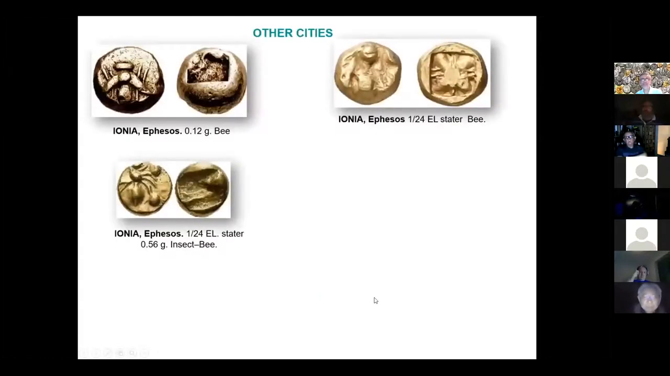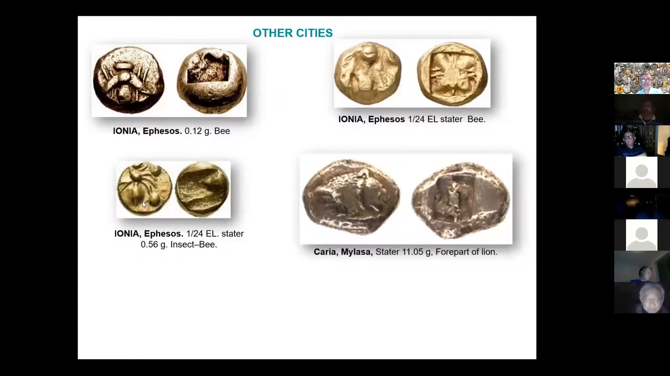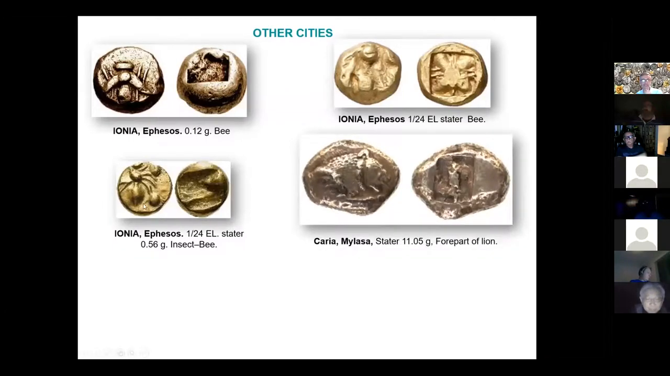Ephesus from early on adopted the bee as the symbol of their city. Bee is another attribute of Artemis. This one people would like to identify as a bee, but I believe it's an ant. However, we need to see other examples to make sure what exactly it is.